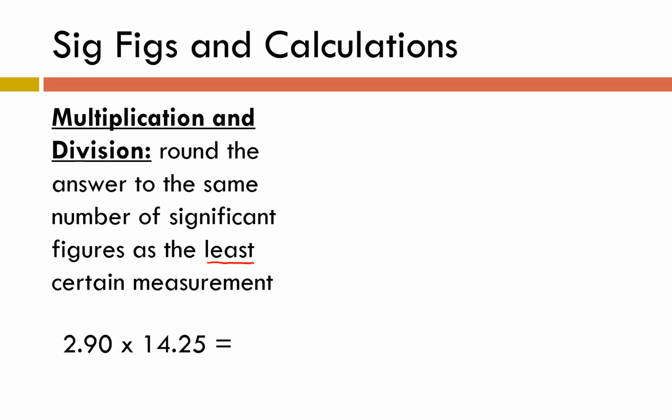So for example, if I take the number 2.90 times 14.25, I see 3 sig figs and 4 sig figs. Therefore, my answer can only have 3 sig figs. So if you punch that into your calculator, you'll get more than 41.3, but you have to cut it off because you don't know any more than 3 significant figures in your least certain measurement. Put a star next to multiplication and division. This is the sig fig rule that you're going to be using most often.